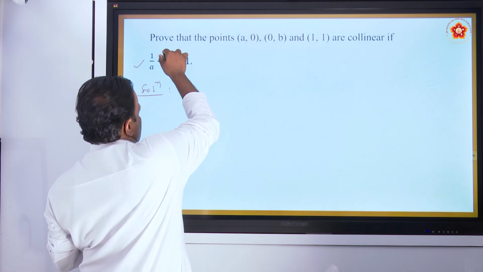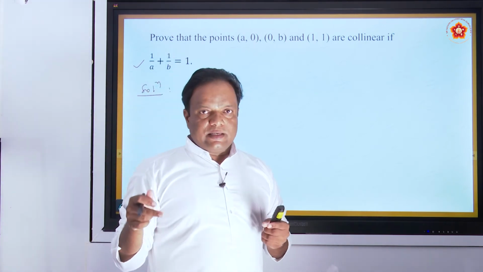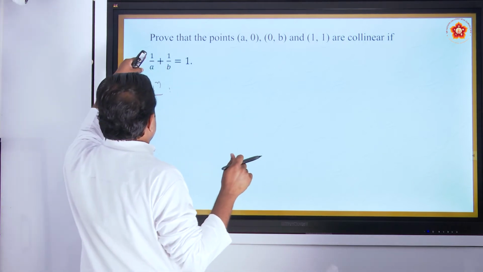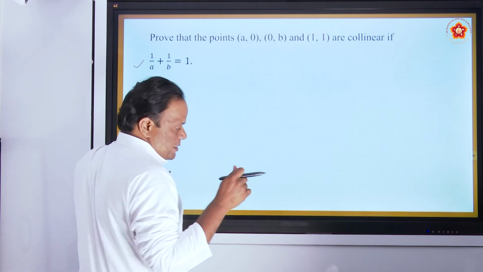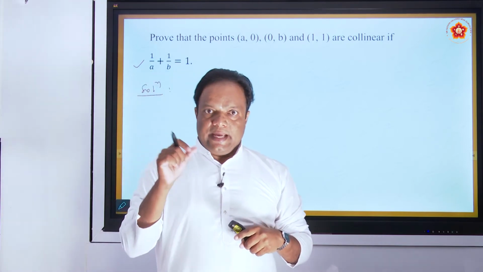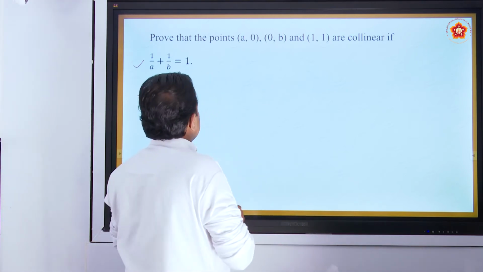So x is 1, y is 1, you see later. When we study the equation of a straight line, at that time instead of 1 you take x, instead of 1 you take y: x/a + y/b = 1. That is the equation of a straight line in intercept form, where a is the x-intercept and b is the y-intercept. Okay, let us start this problem.